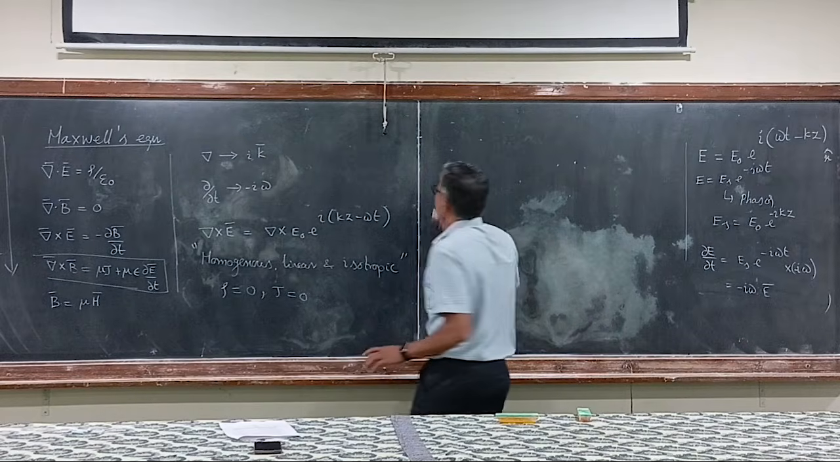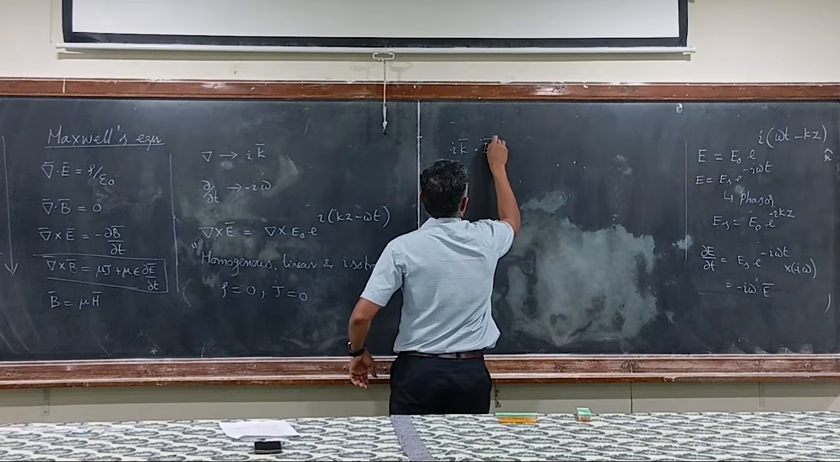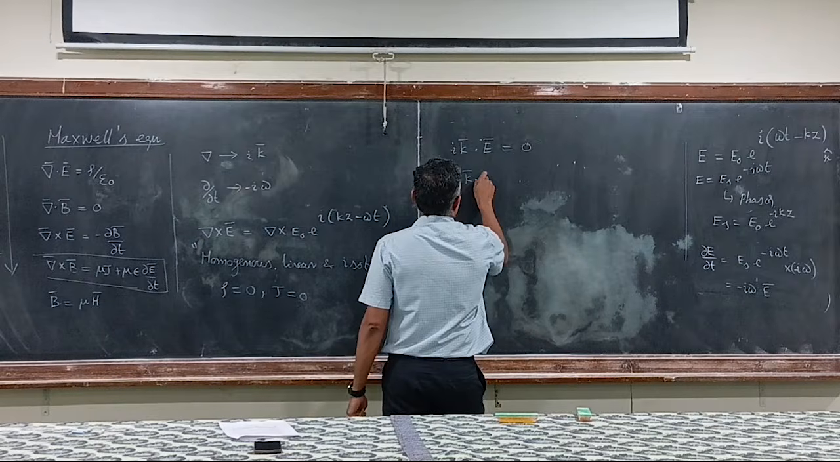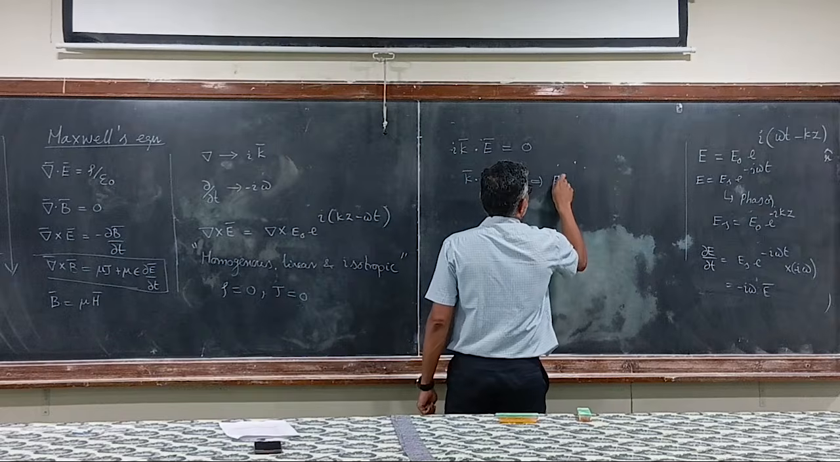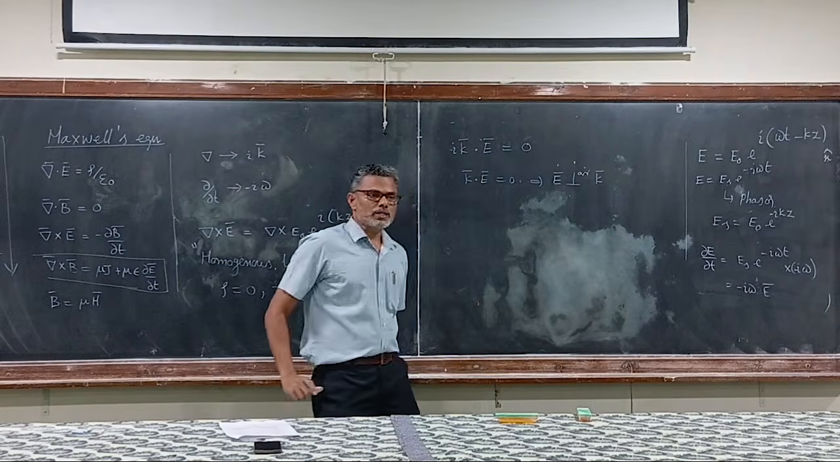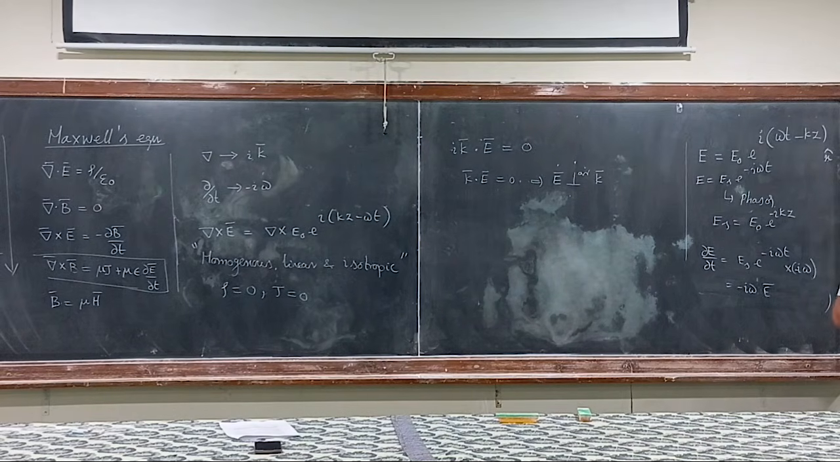How is it going to reduce? Your del will become I times k vector dot E vector equal to 0. Or you can say that k vector dot E vector is equal to 0. That means this implies that the electric field is perpendicular to k. Is that correct? Whenever you say the dot product is 0, they are mutually perpendicular. The physical meaning of dot product, A dot B, is the projection of one vector along with another vector. It's like the two jaws of a crocodile. It just catches.